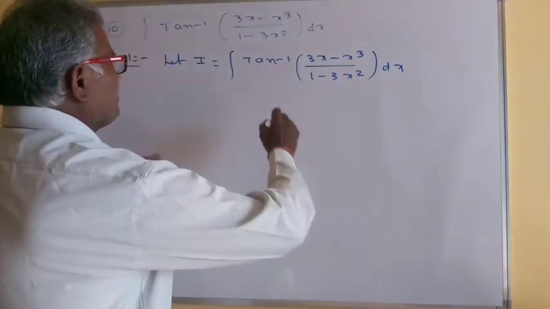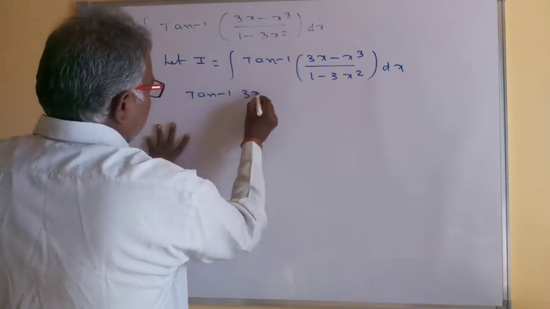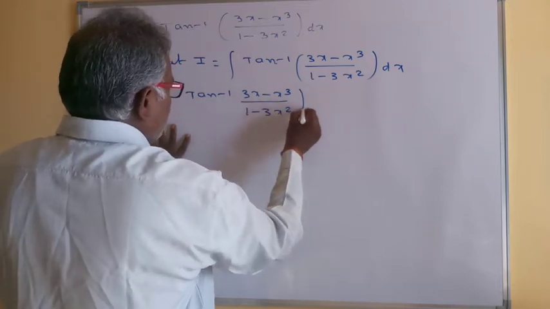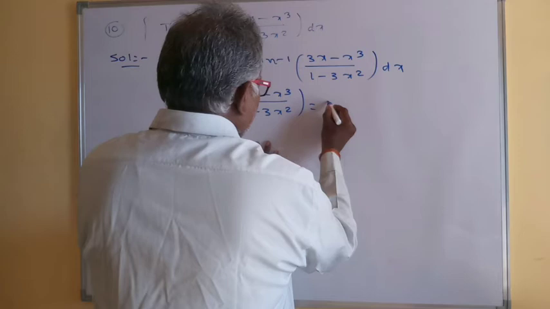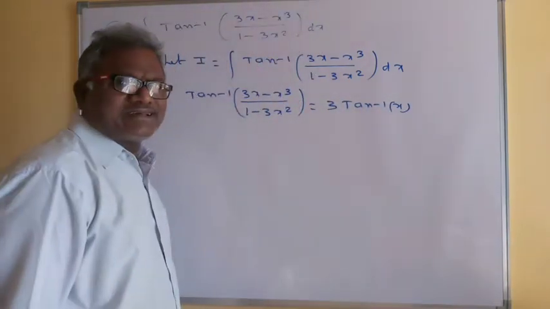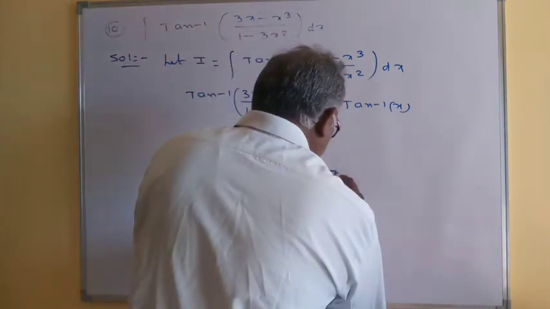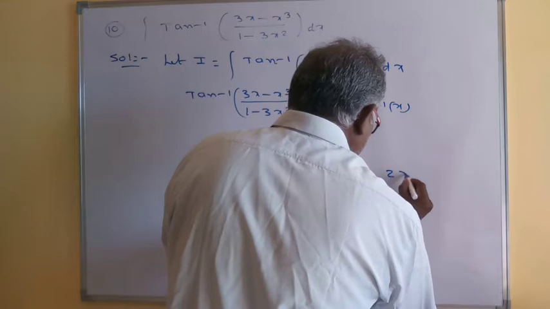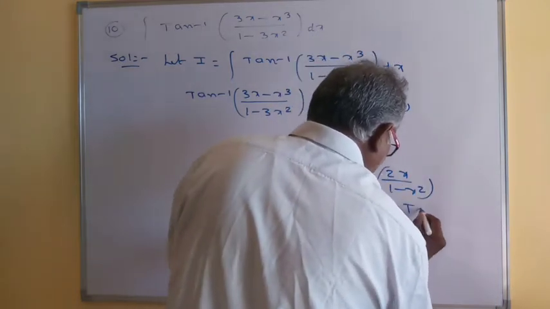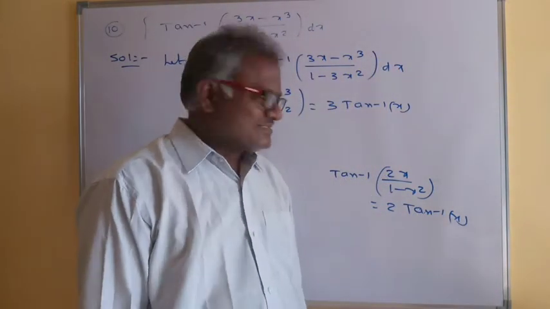We know the formula for this one. Tan inverse of (3x minus x cube) by (1 minus 3x square) is equal to 3 tan inverse x. And also one thing I have to tell you: suppose tan inverse of 2x by (1 minus x square) is there. This is nothing but 2 tan inverse x.